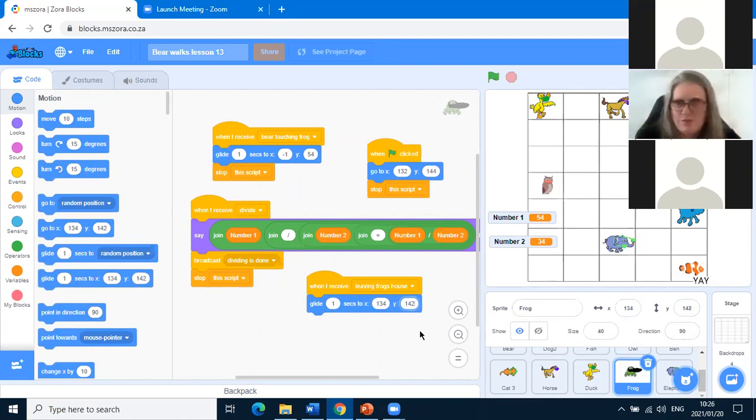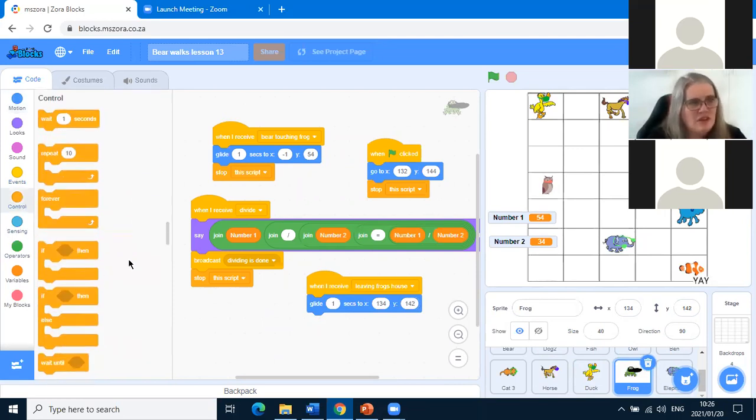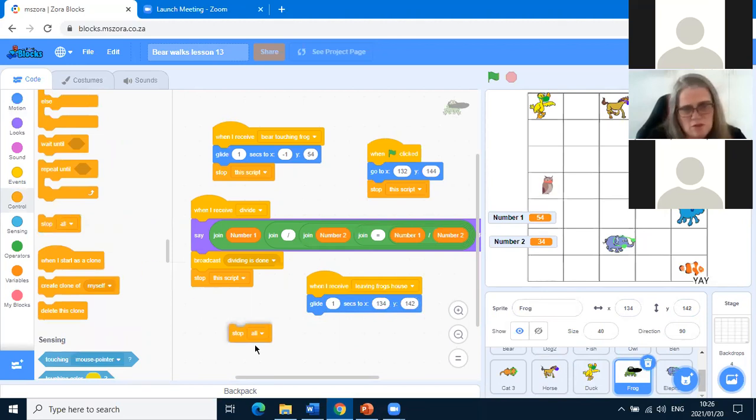We're good to go. Frog doesn't have to change costume or anything else because he doesn't have any other costumes shown. But it's fun. He's happy like he is. He doesn't need any other costumes. Right, so there's Frog going back to his place.